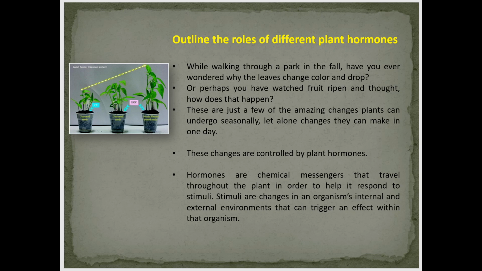If you have been walking through the park in the fall, you may have wondered why the leaves change color and drop, or perhaps you have watched fruit ripen and wondered how it happens. These are a few of the amazing changes plants can undergo seasonally, and one of them is color change. These changes are controlled by plant hormones. Hormones are chemical messengers that travel throughout the plant to help it respond to stimuli. A stimulus is a change in the internal or external environment of an organism that can trigger a reaction within that organism.